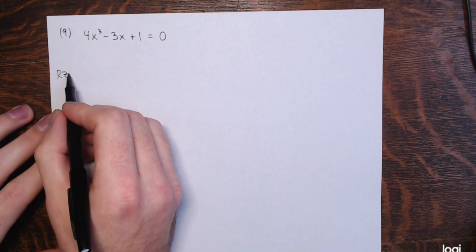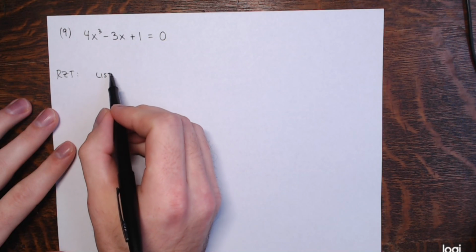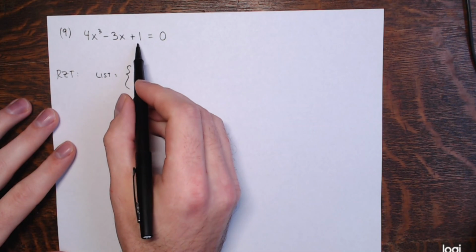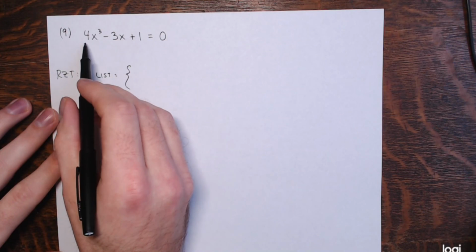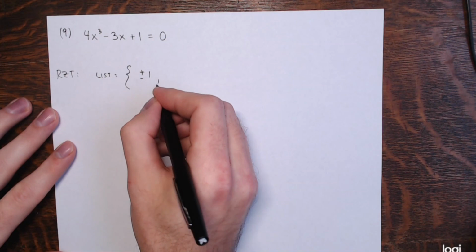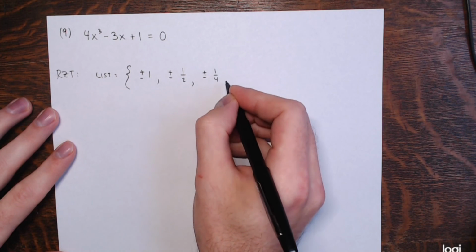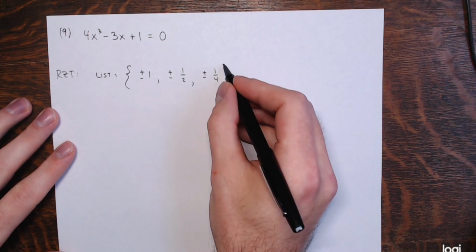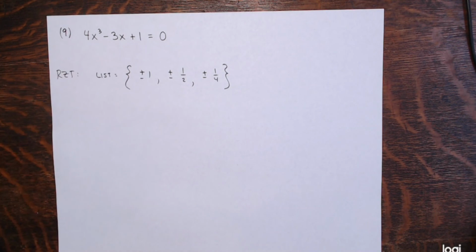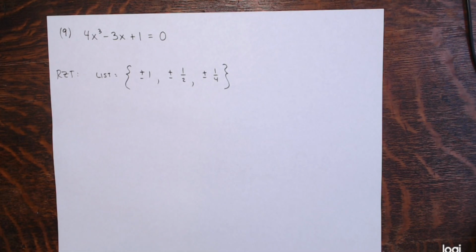So by the rational zeros theorem, I'll just make the list right now, hoping you can see it. The numerator is going to be positive or negative 1, and the denominator has got to be some factor of 4, so 1, 2, or 4. So we got positive or negative 1, positive or negative 1/2, positive or negative 1/4, and that's it. So if this has any rational zeros, it's got to be one of these 6 numbers on this list. All right, and then we start checking them.